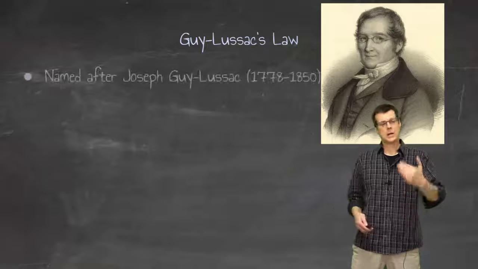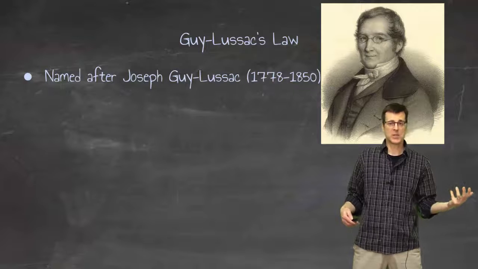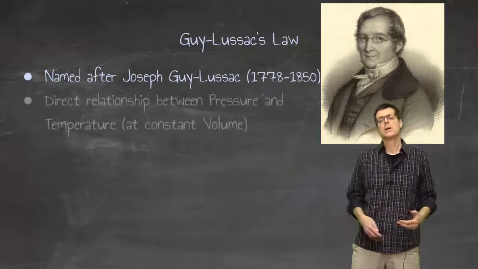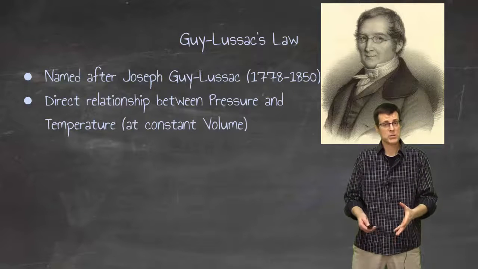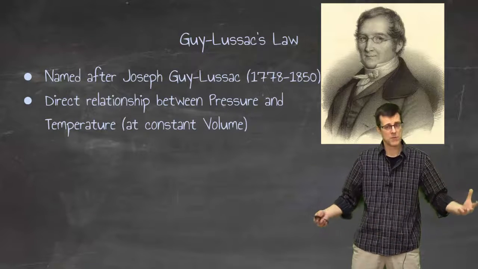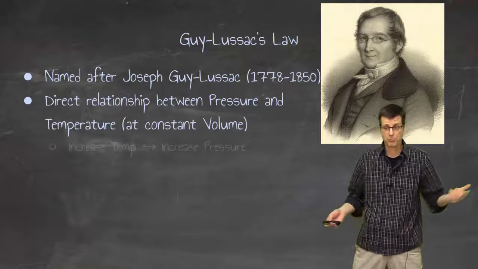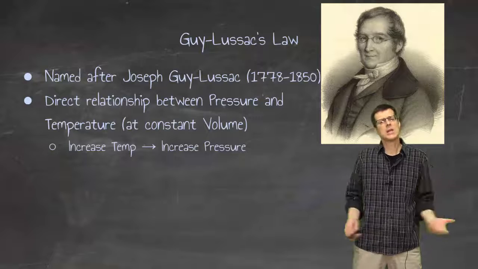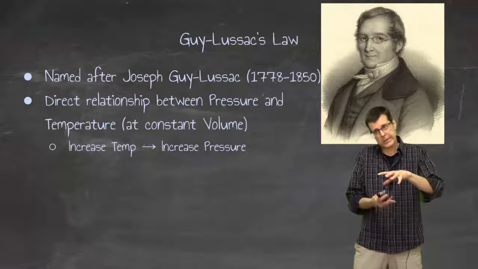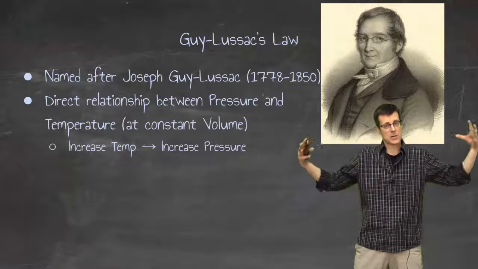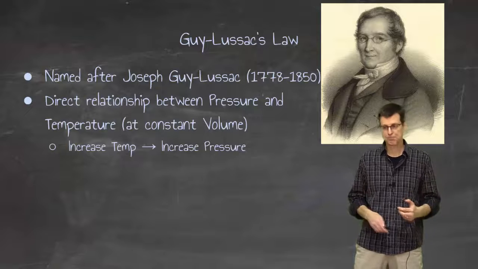Gay-Lussac, again, named after somebody who, actually, I shouldn't say named after somebody, he named it after himself. And he looked at the direct relationship between pressure and temperature when the volume was constant. So basically we have our pressure, temperature, and volume, and we're looking at each one of these things in pairs. That's all there is to it. If I increase the temperature, I'm going to increase the pressure. Okay. Now, Charles' law said if I increase the temperature, I'm going to make that volume get larger, but if I can't make the volume get larger, then the pressure will go up.